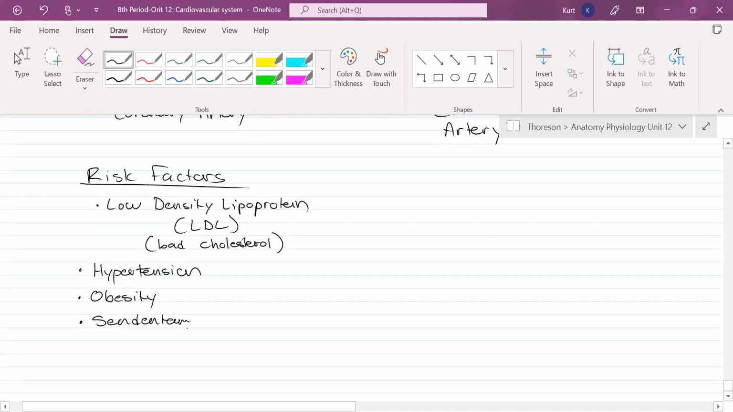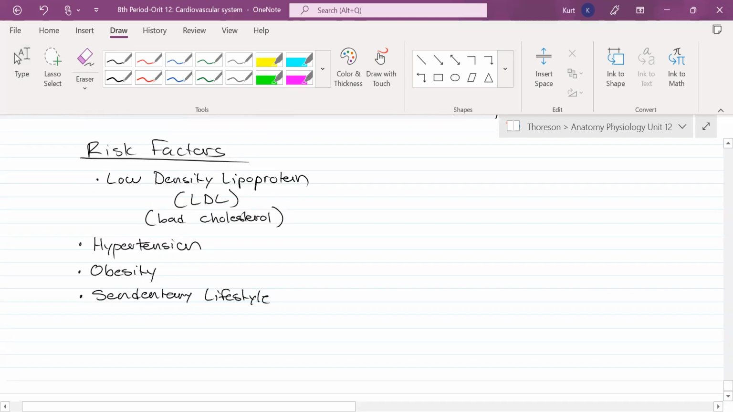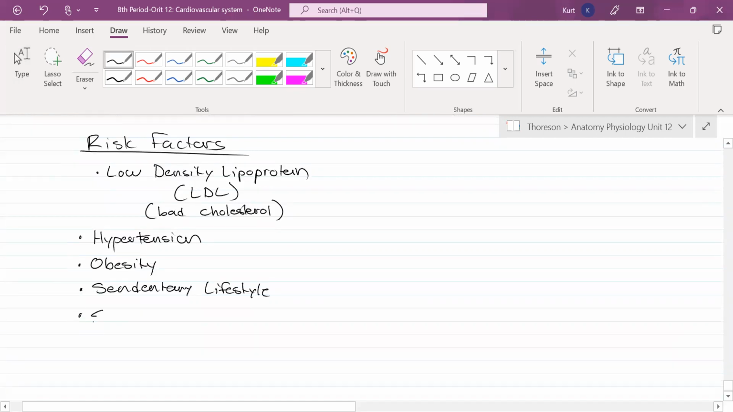Sedentary lifestyle. Anyone know what that means? Yeah, you're pretty lazy. You come home, you ride the couch, you go to bed, you wake up, you go to work, you come home, you ride the couch, it's no exercise at all. Smoking.